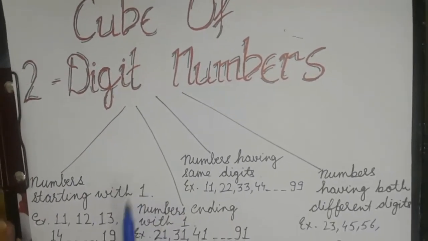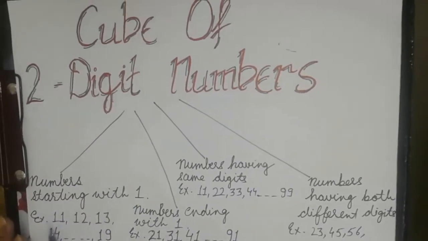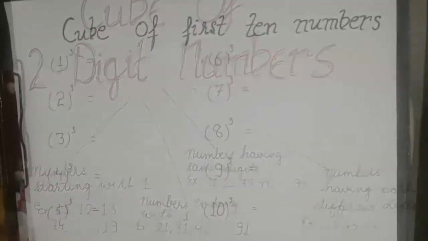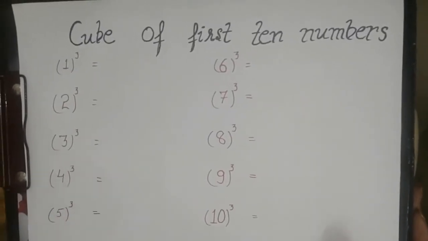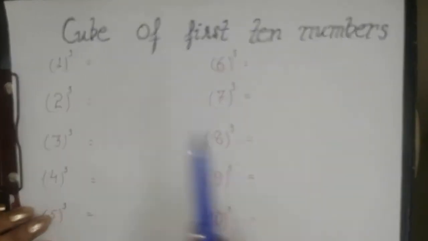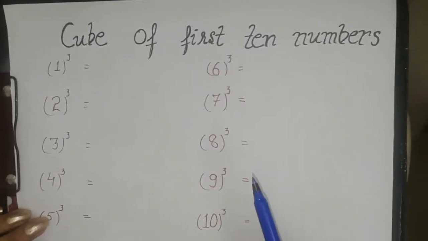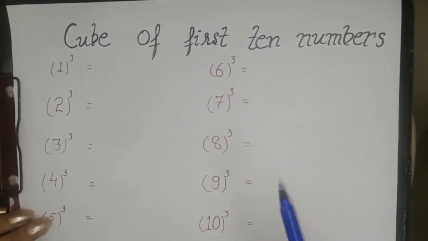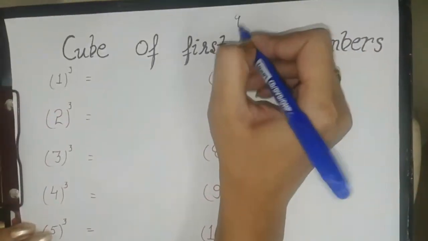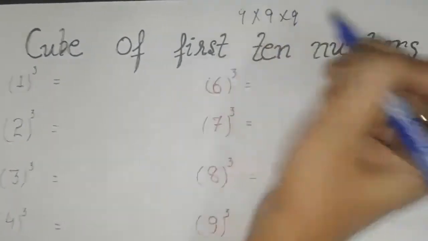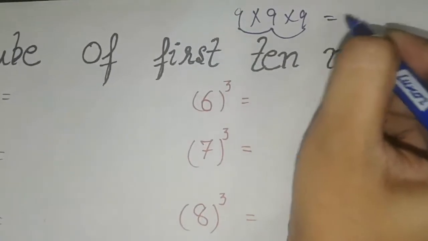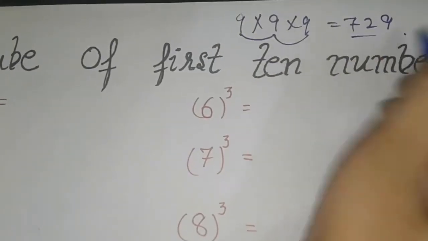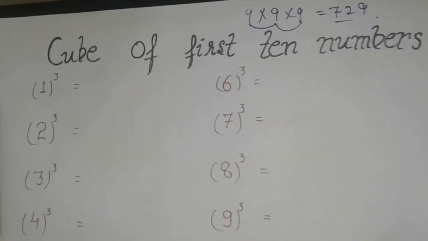But today we are going to do only our first category, so the numbers which start with 1. As you all know how to solve the cube of any number in the simple approach, we multiply the number 3 times. Like you need to do the cube of 9. You multiply 9, 9 and 9. 9 nines are 81 and 81 nines are 729. This is the simpler way to solve the cube.